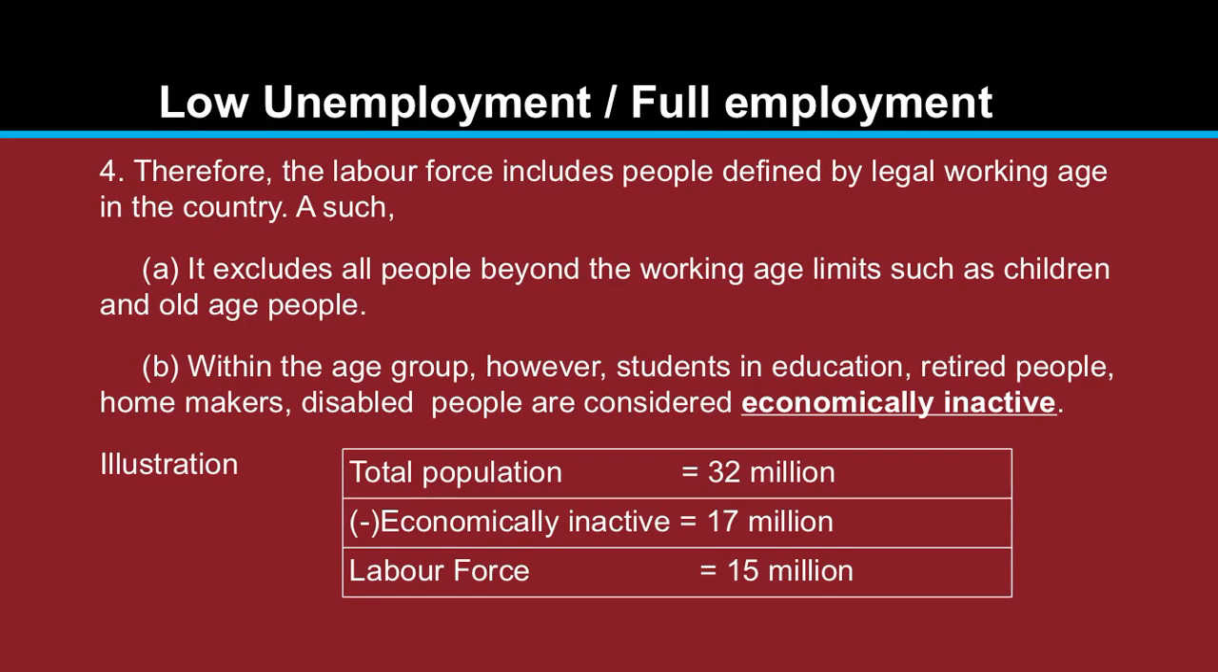Let's take a look at this illustration here. Let's say for example the total population is 34 million. From the 34 million, we have economically inactive people. Those are people who are out of the range of 16 to 64, plus students, plus homemakers, plus discouraged workers, as well as disabled people. Let's say all these groups of homemakers, disabled people, retired people, students in education, and discouraged workers are about 17 million in a country. So we minus out the 17 million from the 34 million, and we get the count of the labor force of about 15 million.